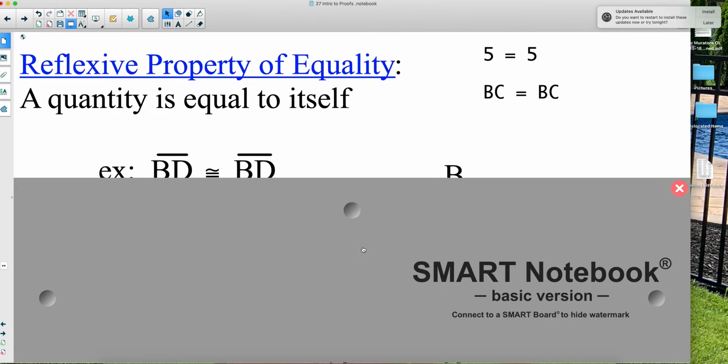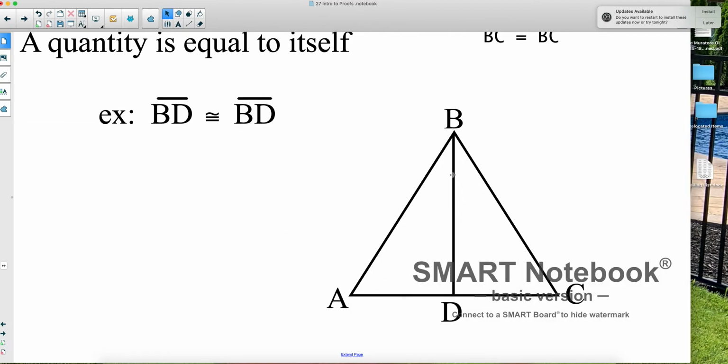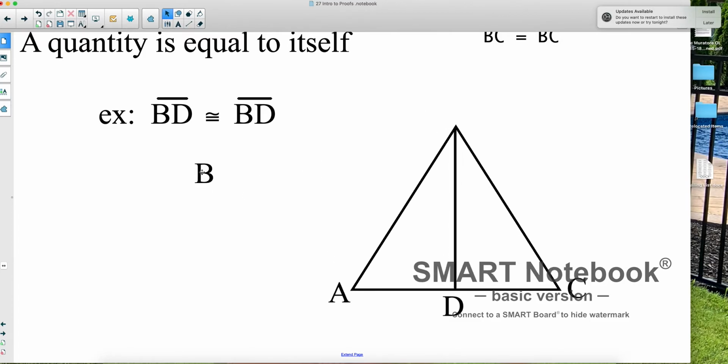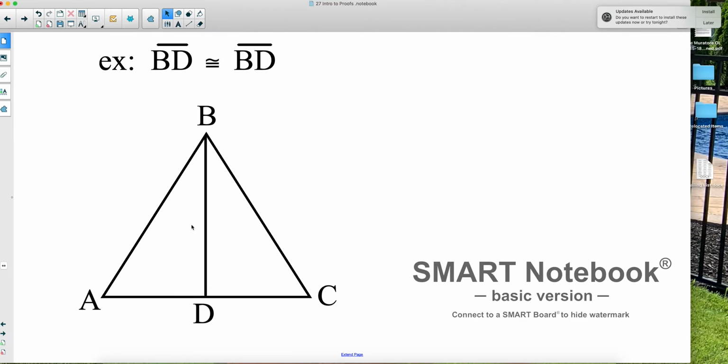Take a look at what we have here. We have that BD is congruent to BD. So if I move this over here, how do you know you have the reflexive property? If you take a look at what we're actually given here, we have triangle ABD and then we have triangle CBD. And what do both triangles share? Well, they both share this side BD.